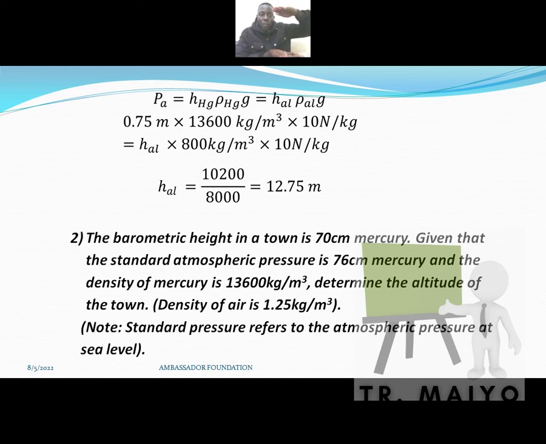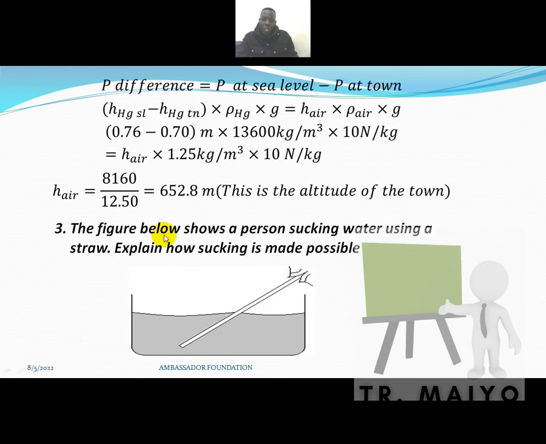So now, take that difference, which should be equal to rho gh of air. We have g, which is always 10. Then we have rho, which we have been told in that question is 1.25. So it's very simple. Just use rho gh here, 70 and 76, get the difference. But remember, the density of mercury is 13,600. So you just go all the way until you get 652.8 meters. A very simple one.